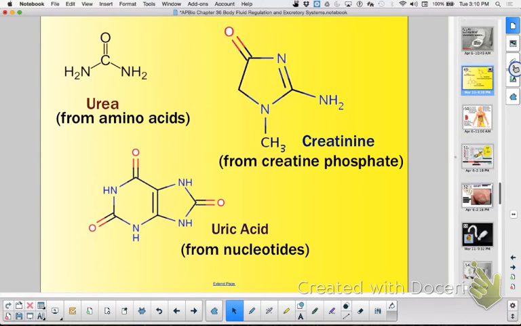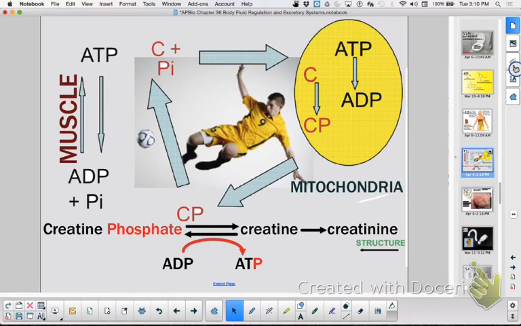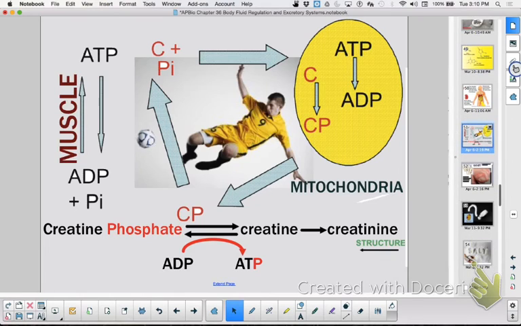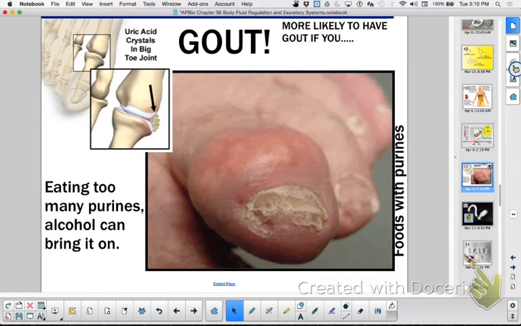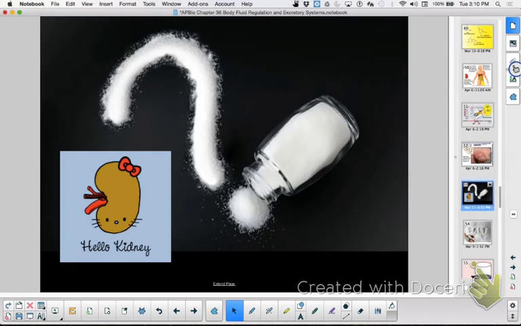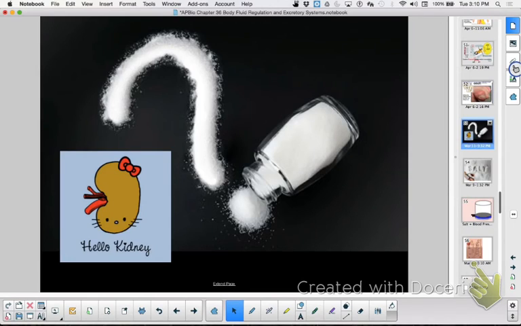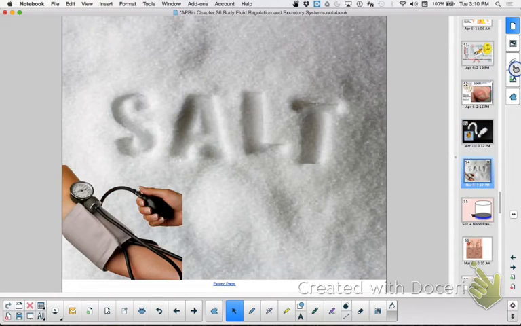I'll keep going if you want to stay. Creatine phosphate is how you store phosphate in your muscles. And then when you're done, you have creatine or creatinine, two end products. Uric acid, we don't make too much of, but if we eat foods that are high in purines, then we can end up getting gout. Then that brings us to the kidney. And what's the link between salt and blood pressure? More salt in your blood means more blood volume, which means higher blood pressure.